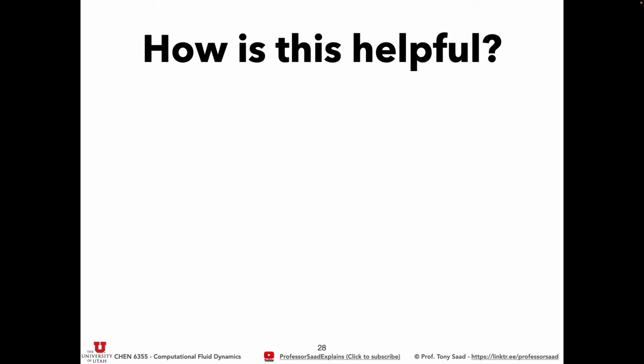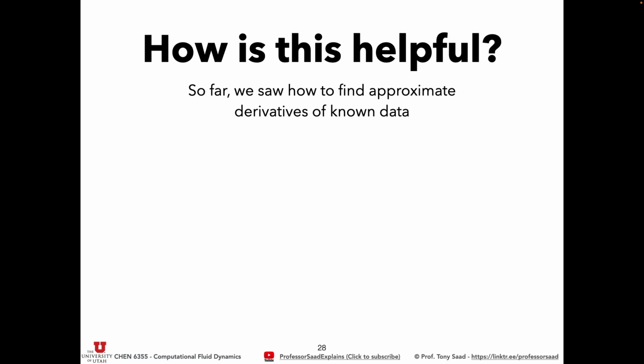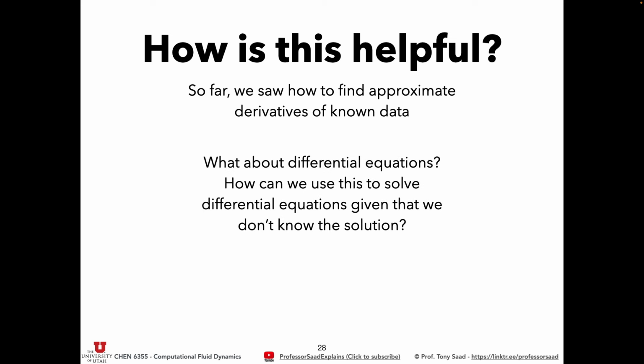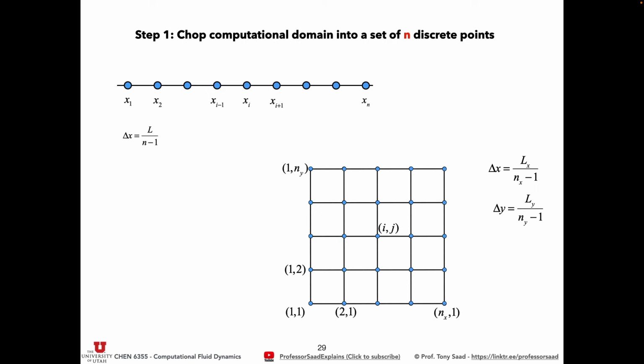All right, finally, how is this helpful? So far, we saw how to find approximate derivatives of known data, but we're after unknown data. We're after partial differential equations. So how can we apply these to solve differential equations given that we don't know the solution? Well, let's try. What the heck? Let's try to apply these finite difference formulas to differential equations. So first, we are going to chop up our computational domain into a set of discrete points. As a matter of fact, that's what we do in experimental data. We have a set of discrete points on which we compute the derivative.